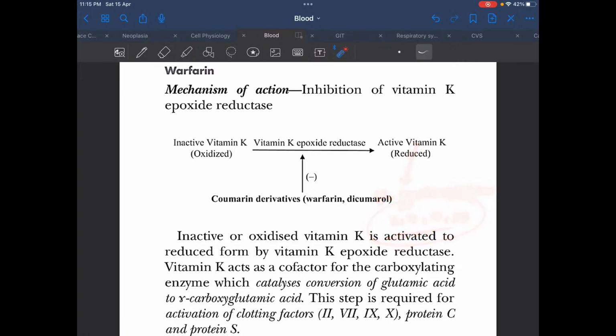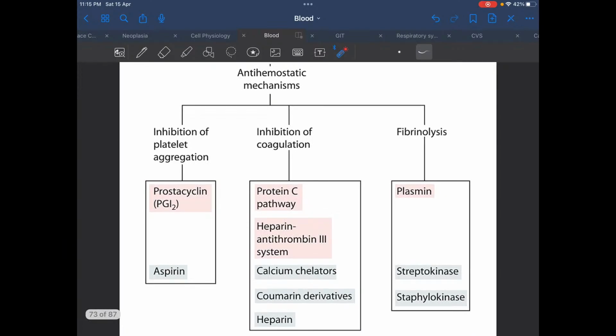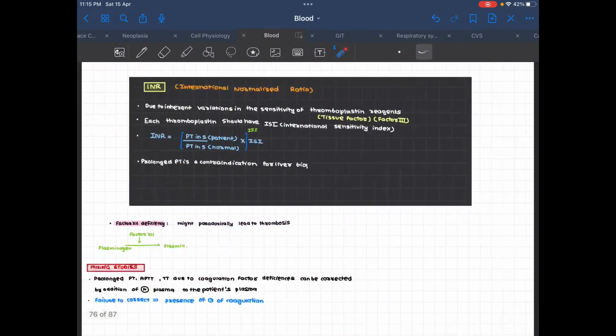Why is this so important? Because we have warfarin, which is a coumarin derivative. It's going to inhibit this enzyme known as vitamin K epoxide reductase. Decreased formation of active vitamin K will lead to decreased gamma carboxylation of these factor number 2, 7, 9, and 10. Okay? As well as protein C and protein S. Don't forget that. Even anticoagulant mechanisms like your protein C and S are also vitamin K dependent serine proteases. They also need vitamin K as well. Okay? Very important. All right. So we have discussed that.